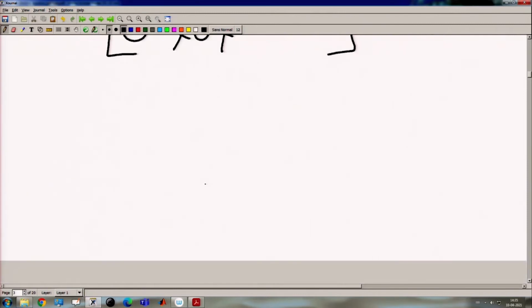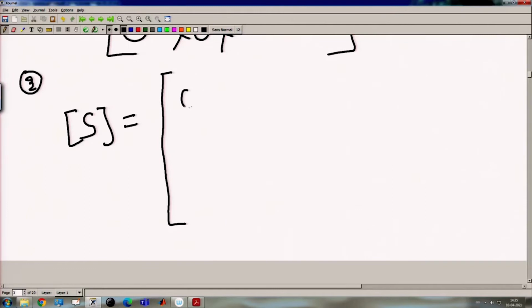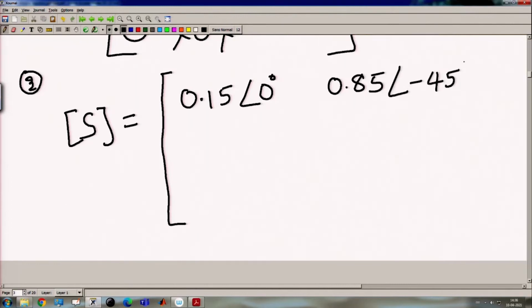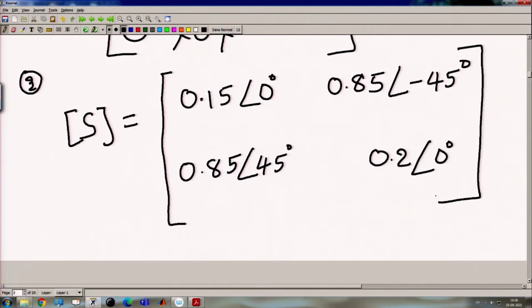First we can go to the second problem. What was the S matrix? We can write that: S11 is 0.15 angle 0 degree, S12 is 0.85 angle minus 45 degree, S21 is 0.85 angle 45 degree, and S22 is 0.2 angle 0 degree. So, for this two-port network this S parameter is given.